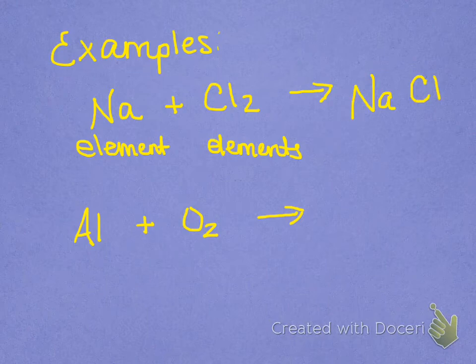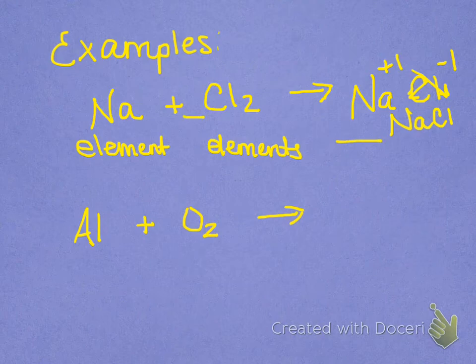Now, we have to think about the charges because this is an ionic compound. So sodium, we said, was in group 1. It's got a +1 charge. Chlorine is in group 17. It's got a -1 charge. So if we crisscross those, we're going to just get NaCl. Okay, so when sodium and chlorine combine, they form NaCl.